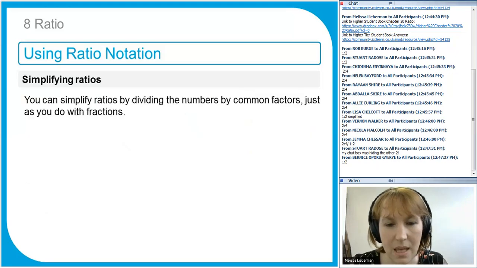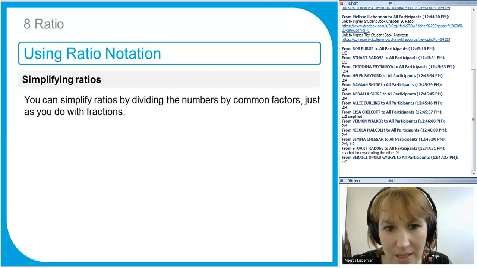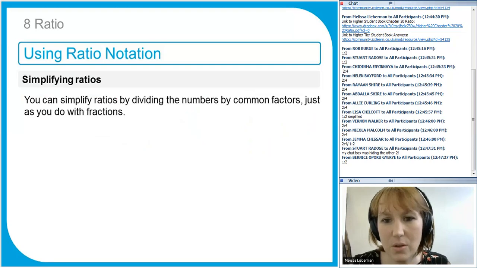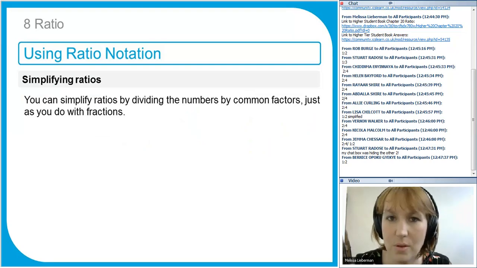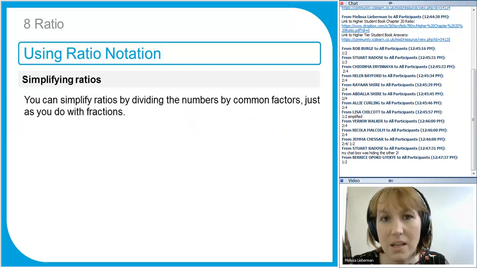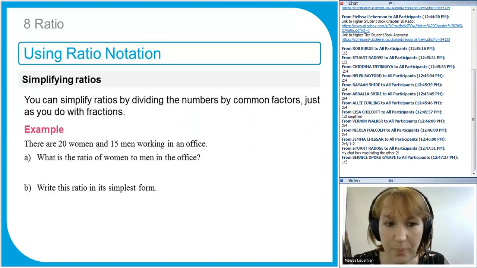So we can simplify ratios, as I said, by dividing the numbers by a common factor. Remember, a common factor just means a number that divides exactly into both of the numbers that we're faced with, just exactly like fractions. For example, here we've got 20 women and 15 men working in an office. What's the ratio of women to men in the office? And then write the ratio in the simplest form.